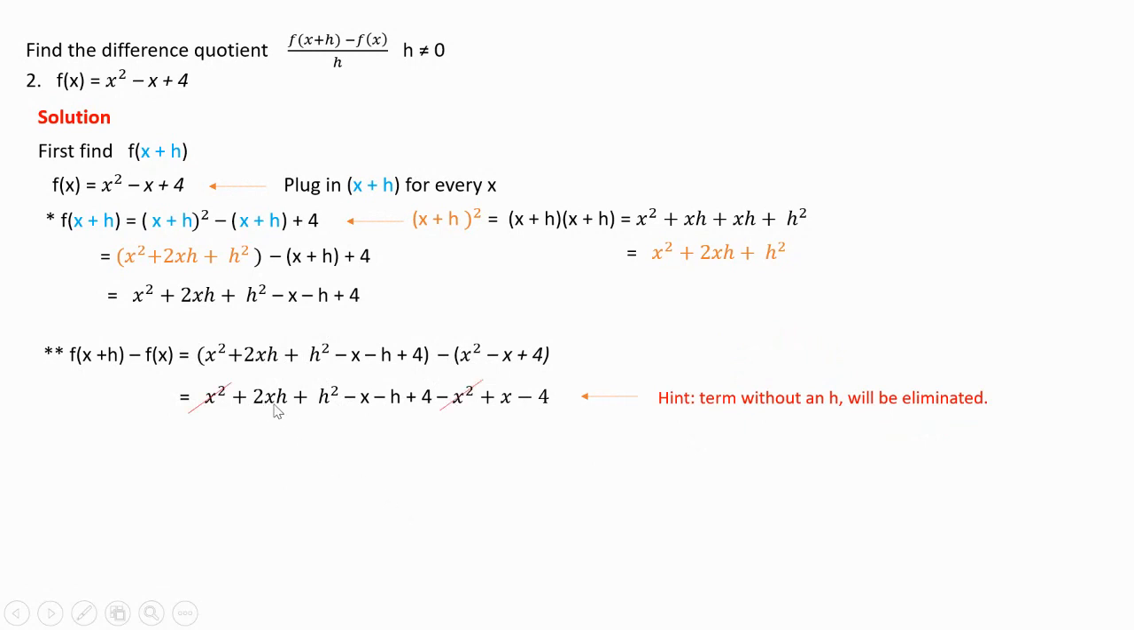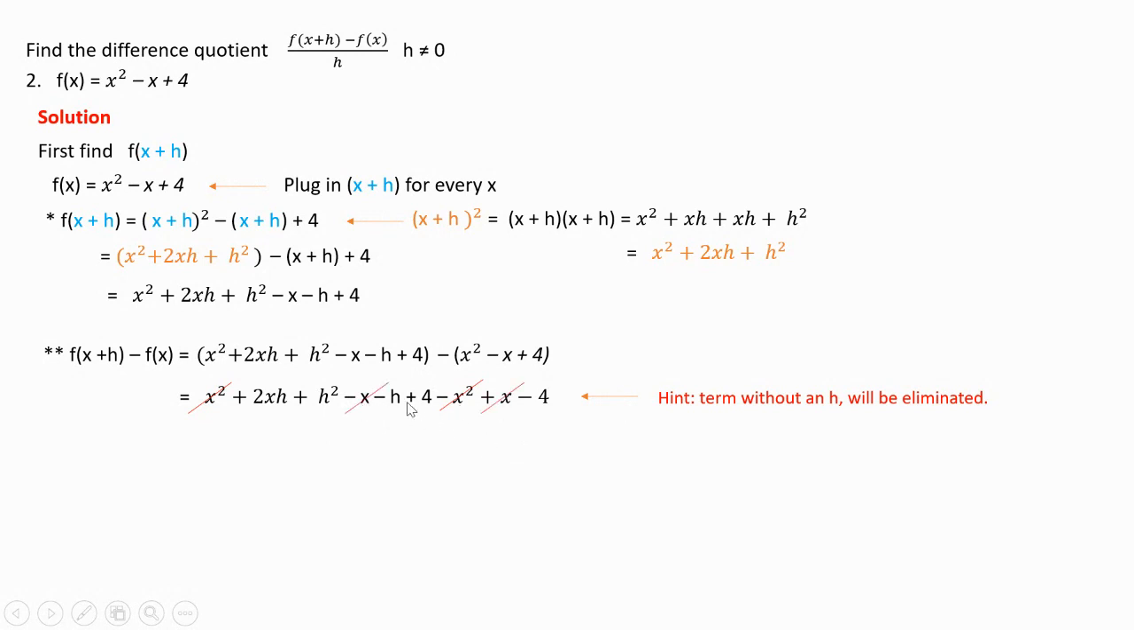Does the 2xh have an h? Yes, so it stays. Does the h squared have an h? Yes, it stays. What I mean by it stays is that there's no other 2xh to cancel it or make it a 0, for you to combine like terms. So I tell my students, if it doesn't have an h, it's got to go. For example, here negative x. Does this term have an h? No. So somewhere there has to be a positive x, and there it is.